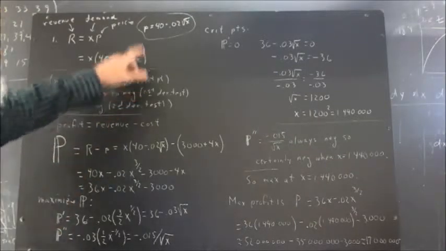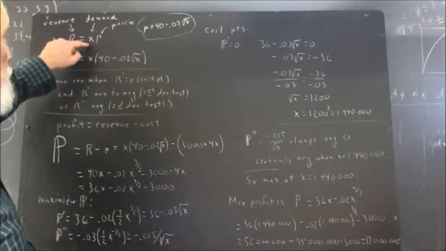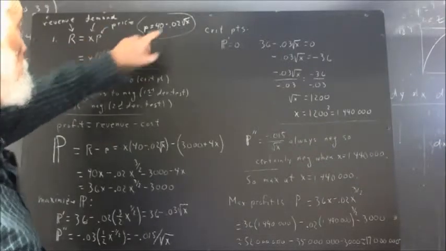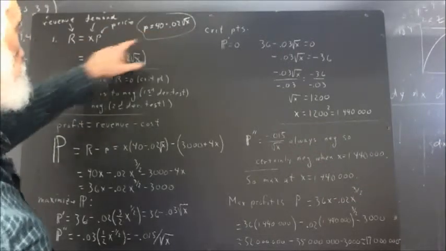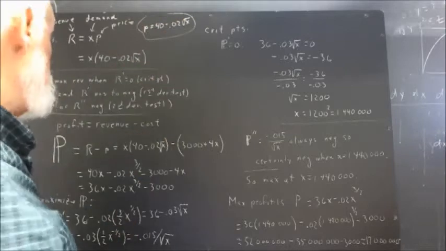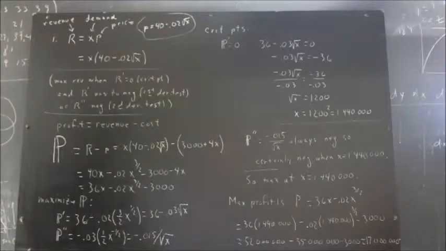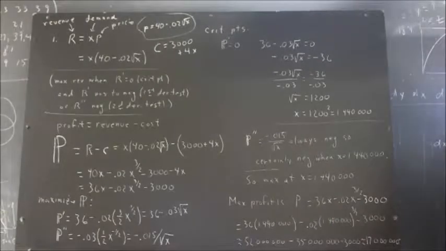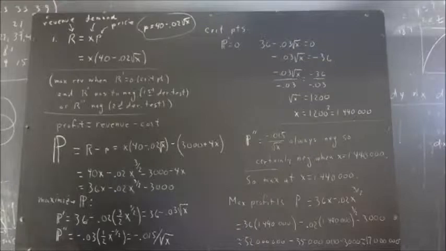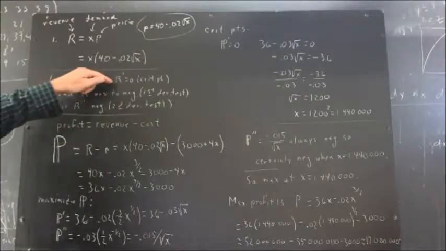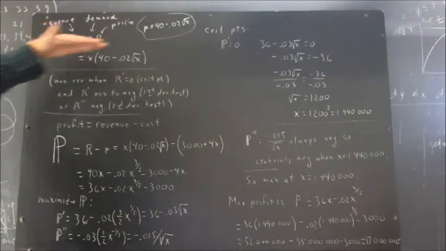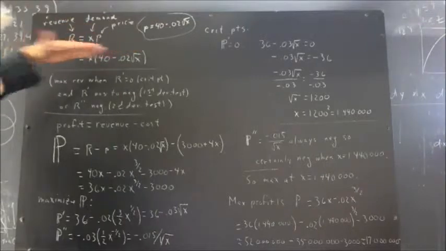In any case, if we multiply the demand, X, times the price, P, we're multiplying X times 40 minus 0.02 square root of X, and that's our revenue. Now we could maximize our revenue. When is it maximized? Well, when is any function maximized? When its derivative equals 0, because that's where the slope of the graph levels off.